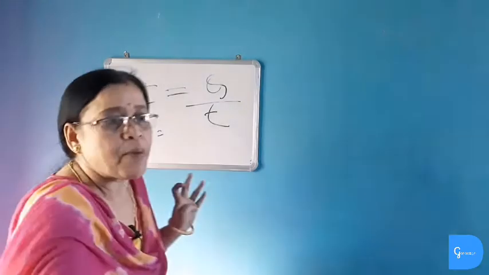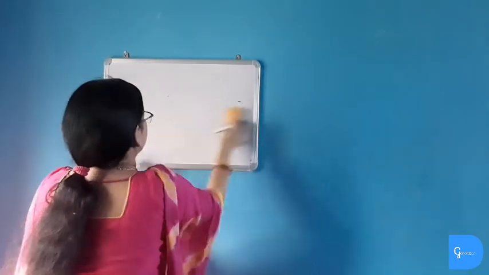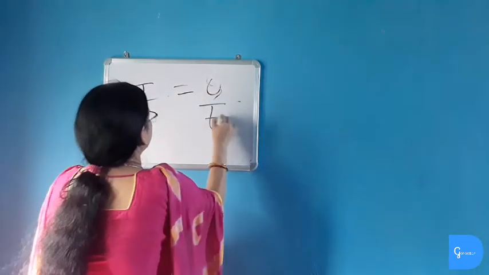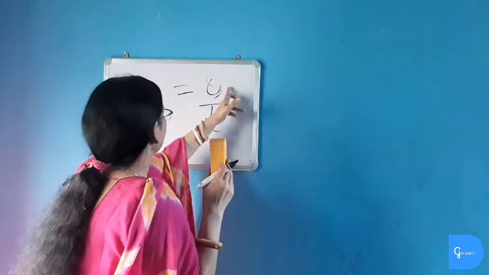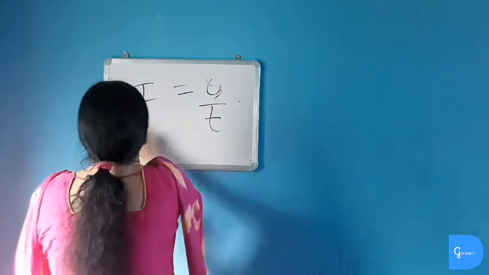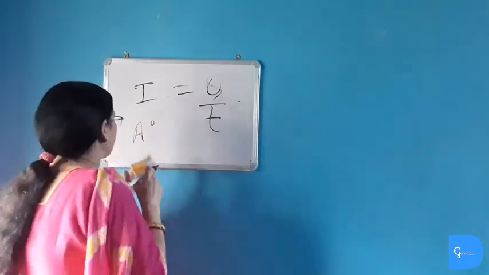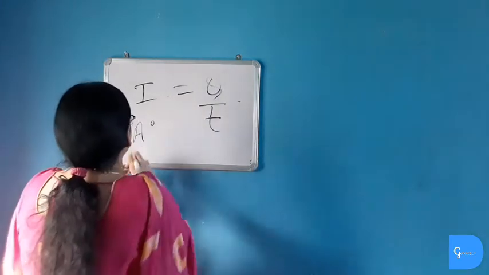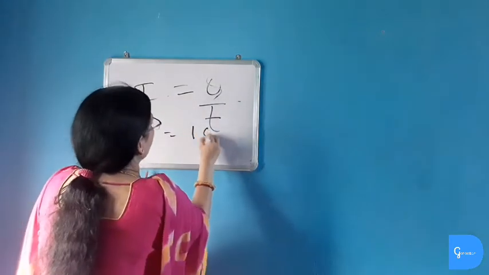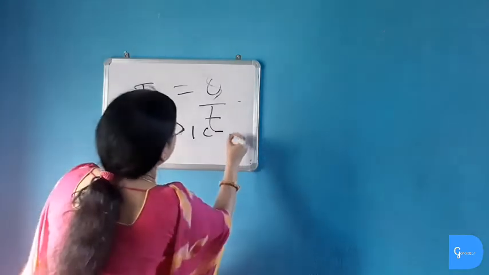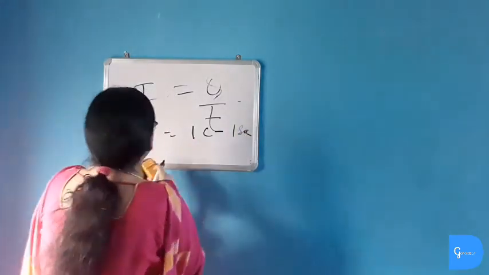Electric current is expressed by the letter I. I is equal to Q by T, the quantity of electric charge flowing in time 1 second. The SI unit of electric current is ampere. And what is 1 ampere? 1 ampere of electric current means 1 coulomb of electric charge flowing through any given point in a conductor in time 1 second. This is called 1 ampere.